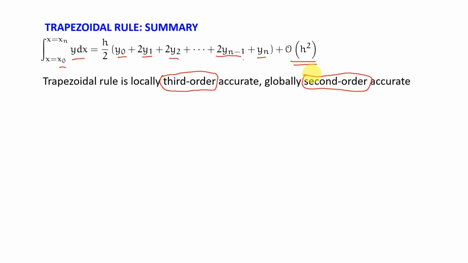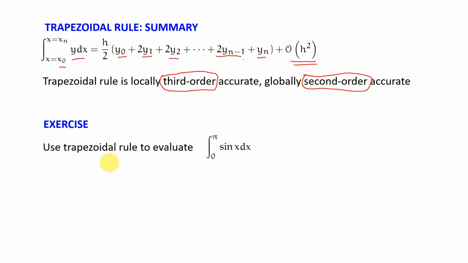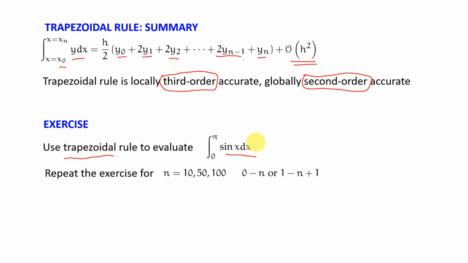Whether the error is reducing or not, you can test in an exercise here. Let us say that we want to use the trapezoidal rule to evaluate the integral of sin x dx from 0 to pi. And when you do so, try to repeat this exercise for n going to 10, 50, 100, for different n. By n, I mean that you go from x0 to xn or x1 to xn plus 1.